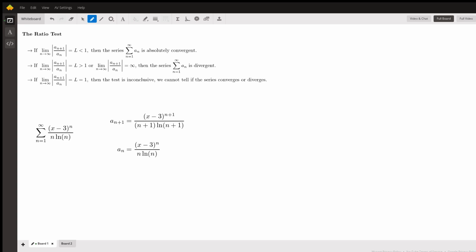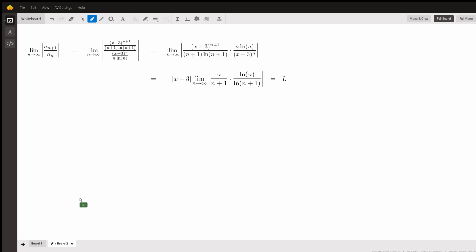Okay, for our specific problem, it's easy to identify the nth terms and the a_(n+1) terms. So what we should do is take the limit as n goes to infinity of the absolute value of their ratio. Doing that, taking this limit, we get something like this, which is pretty nasty. So instead of division, let's maybe multiply by a reciprocal and get to here.